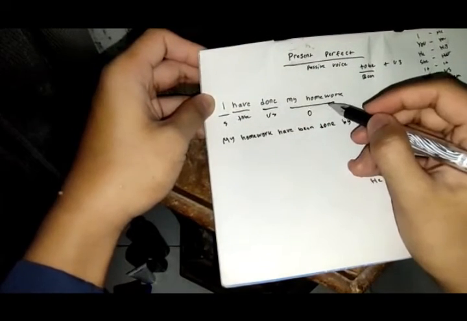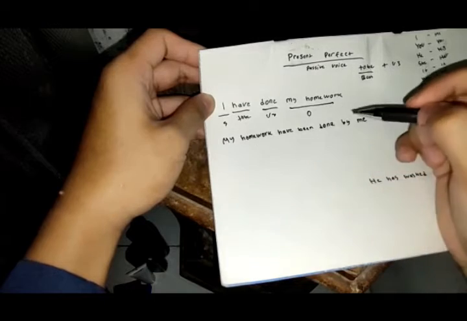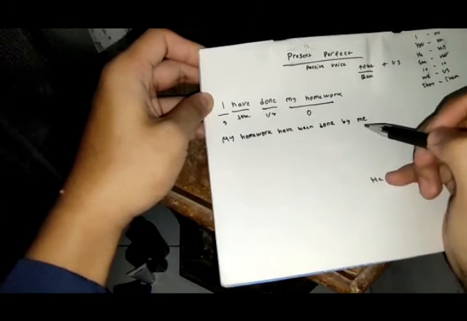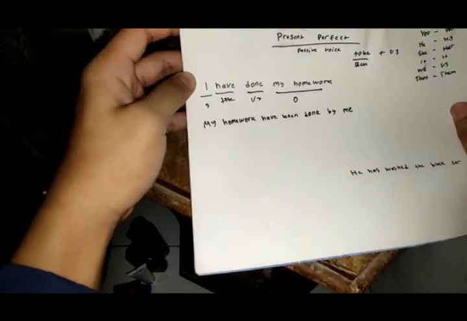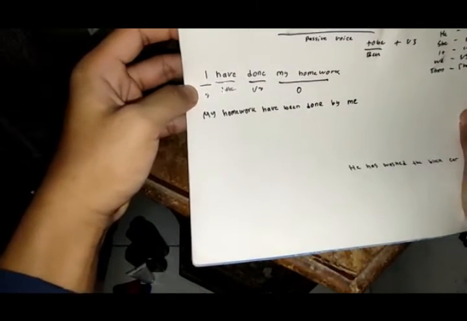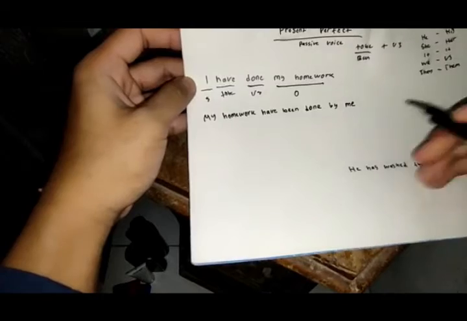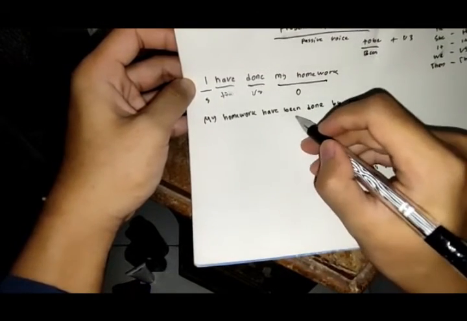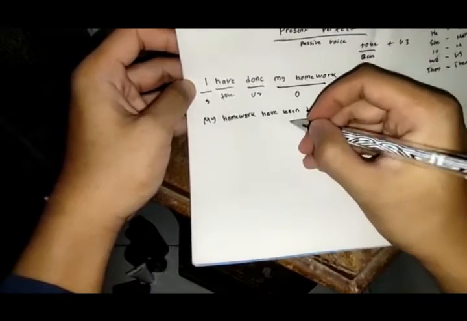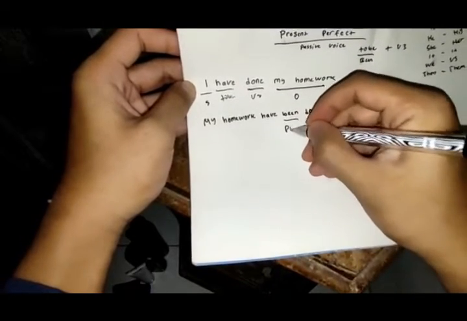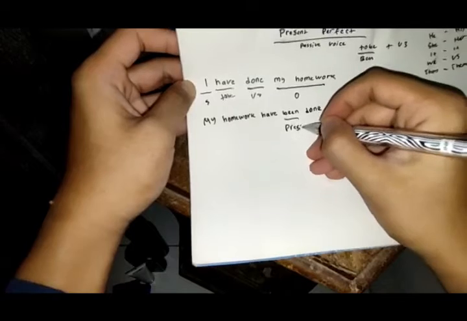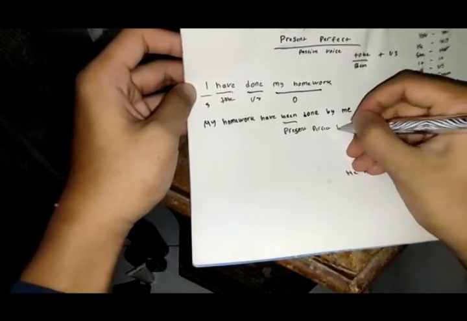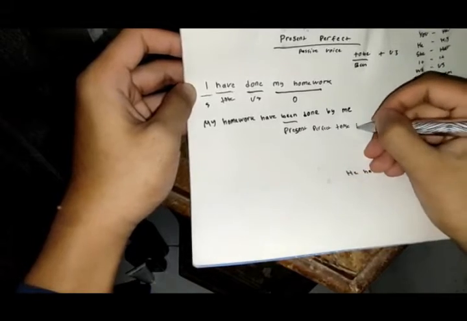My homework, put at the beginning, and by me, put at the end of the sentence. Okay, get it? Don't forget, after have, we put been, because been is the present perfect tense to be.